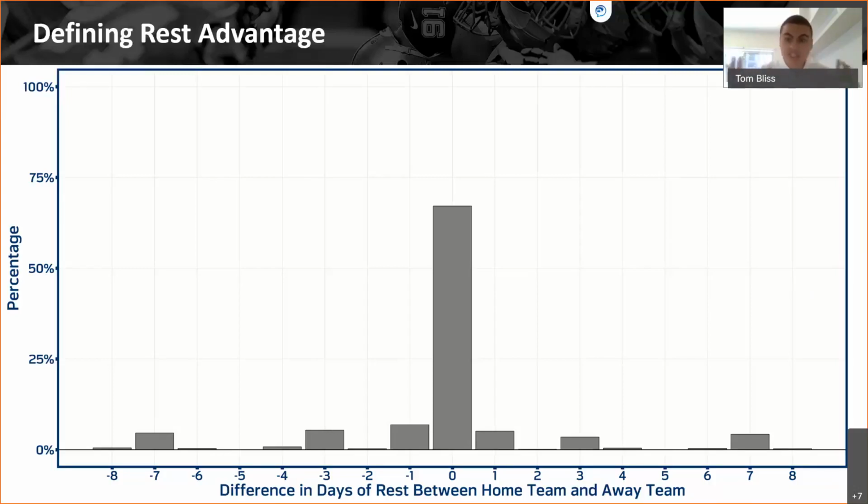And these differences can occur because of a Monday night football game or a Thursday night football game or a bye week. Something like that has happened where they're not playing on the same day, but then they meet on the same day. So 2/3 of games we're going to call even rest. They have the exact same number of days of rest. It doesn't make a difference whether they both have the same sort of rest advantage. No team had more rest than another.